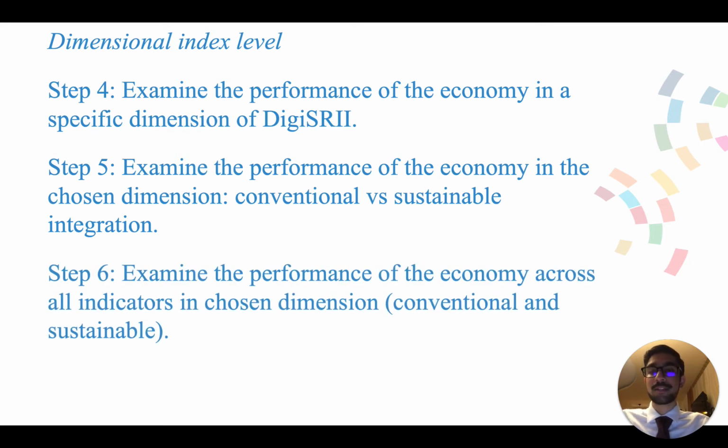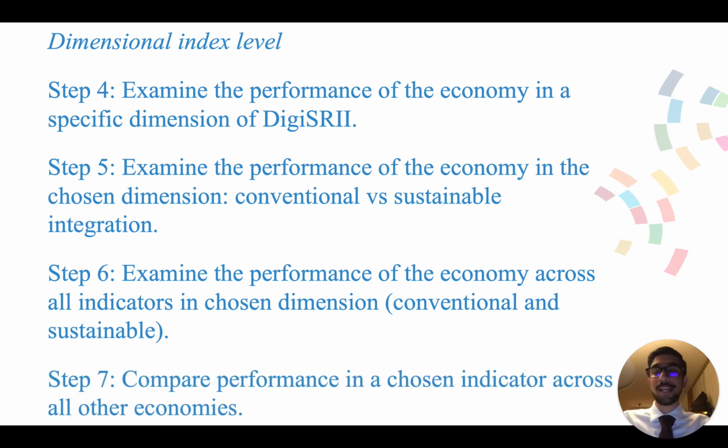In step 6, examine the performance of the economy across all indicators in the chosen dimension, both conventional and sustainable. Finally, in step 7, compare performance in a chosen indicator across all other economies. Steps 4 through 7 paint a picture of an economy's performance in a specific dimension, covering conventional and sustainable perspectives as well as indicators.